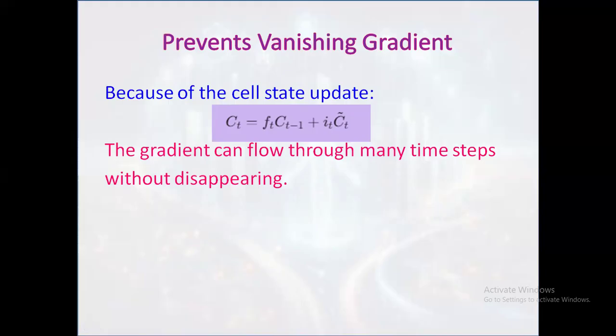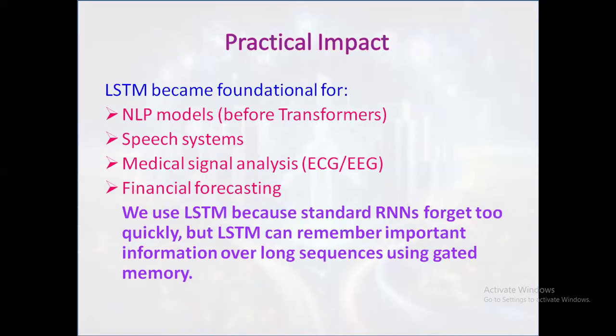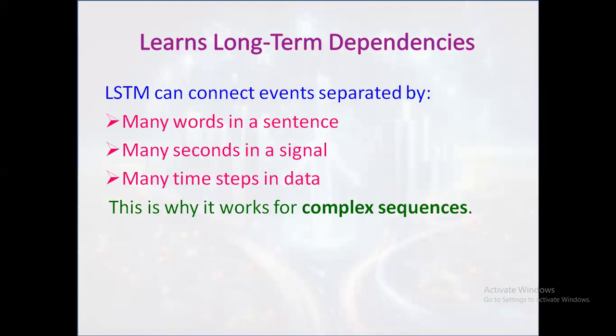Next, the gating mechanism, we can call it intelligent control. LSTM, long short-term memory, uses a gating mechanism to regulate information flow. Gates are neural network layers with a sigmoid activation function. The sigmoid activation function produces values between 0 and 1. A value near 0 means block information, and a value near 1 means allow information. The gates act like decision makers, determining what to remember, what to forget, and what to output, making the LSTM a highly controlled memory.